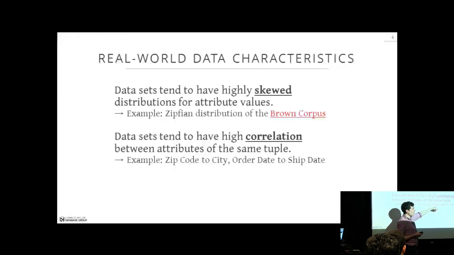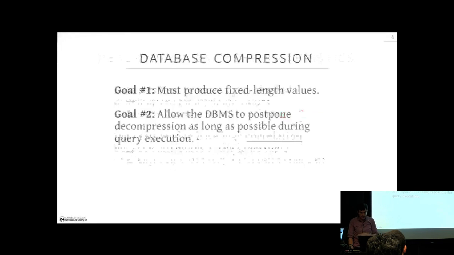Same thing if you have the order date of when someone purchased something on Amazon: the date that they get shipped is usually within the next week, right? It's not going to be some arbitrary timestamp way in the future. So these are the kind of things we want to be able to exploit when we do compression in our database. These are things we want to be mindful of.